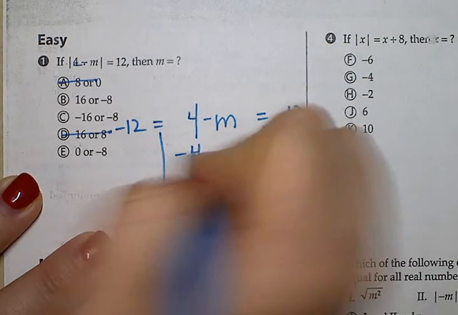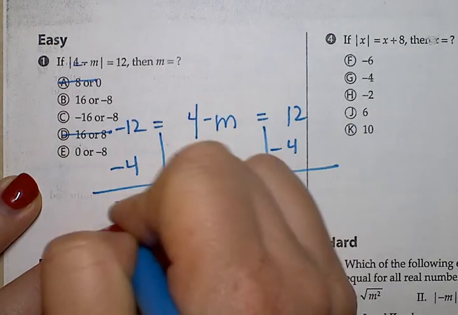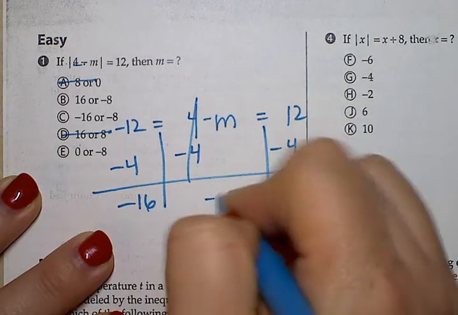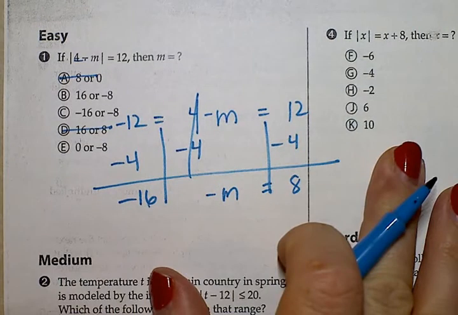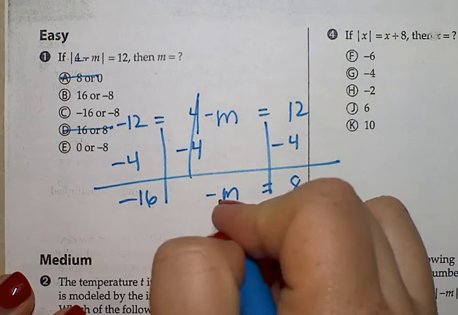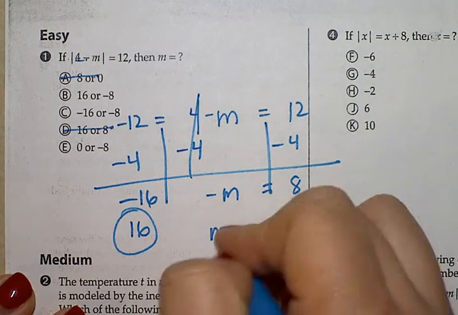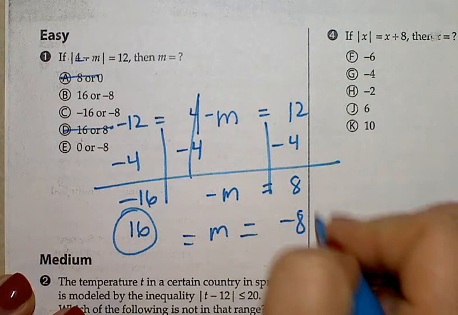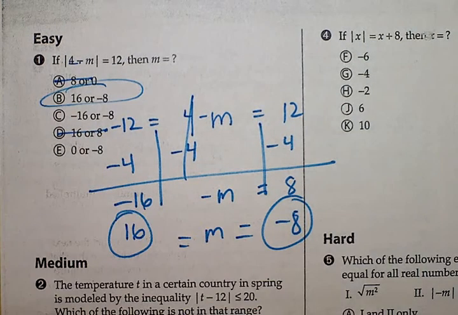So I want to isolate the m. So first I subtract 4. I get negative 16 equals negative m, which also equals positive 8. Then I have to divide by this negative 1. When I divide by a negative 1, it just changes the sign. So m equals positive 16 and negative 8, or option B. Again, either plugging it in or doing algebra, it's whatever works for you, okay?